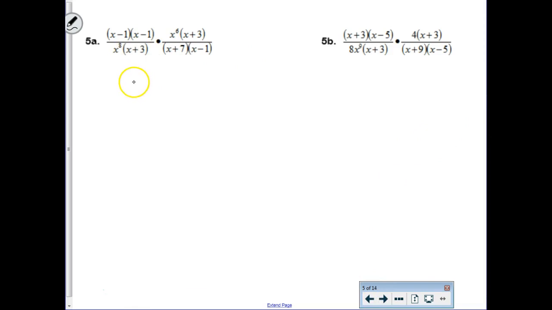Alright, number 5a. We are multiplying two fractions together. I noticed someone's already factored this, so that's awesome. So a little happy dance here. I'm going to write a note to my readers who are looking at the slide. So it's already factored, yay! So now I just have to treat this like a big gigantic fraction and do some cross-canceling.